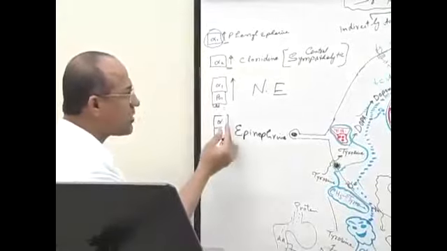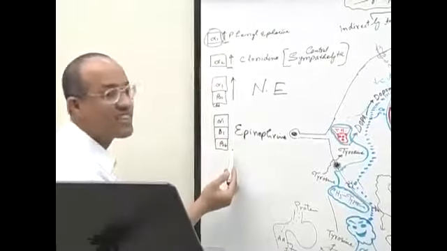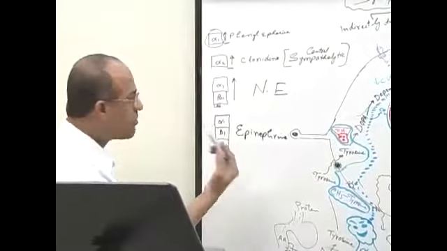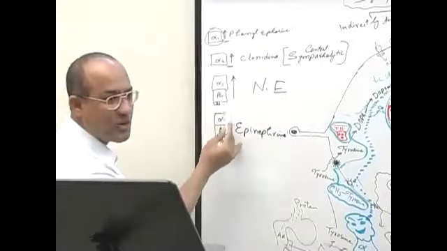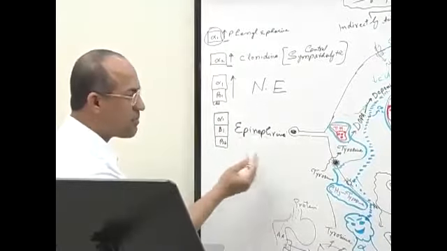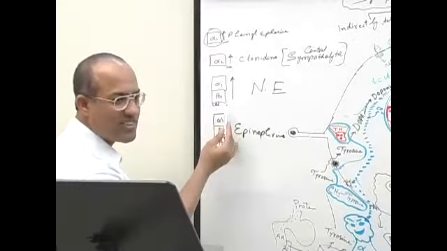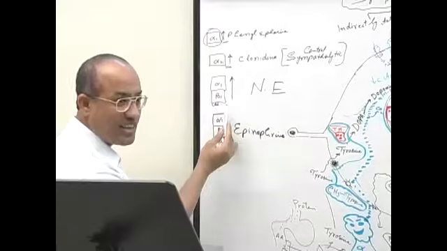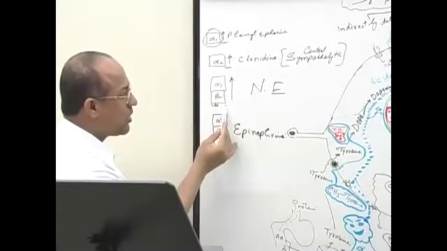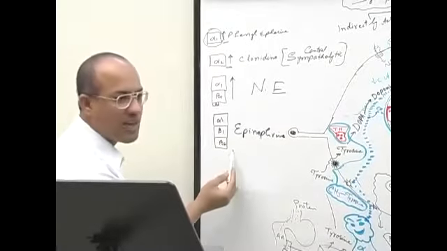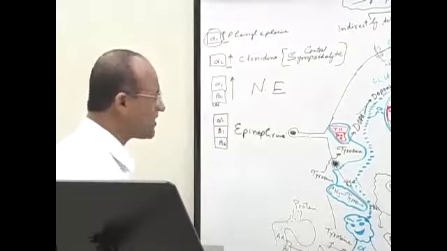Of course, norepinephrine does not have beta-2 actions, and epinephrine does. For example, beta-2 action is bronchodilation. Norepinephrine will not do bronchodilation, epinephrine will. Beta-2 action on the liver is glycogenolysis. So norepinephrine will not do glycogenolysis, but epinephrine will do glycogenolysis, and we'll talk about these things later.